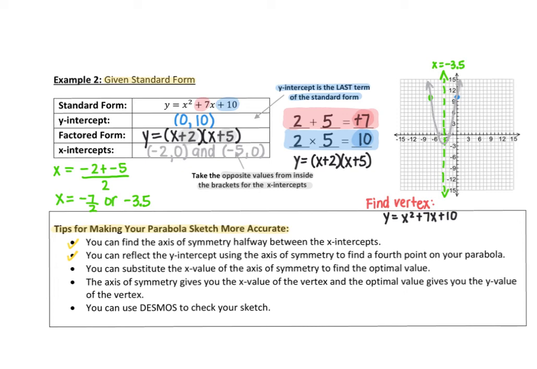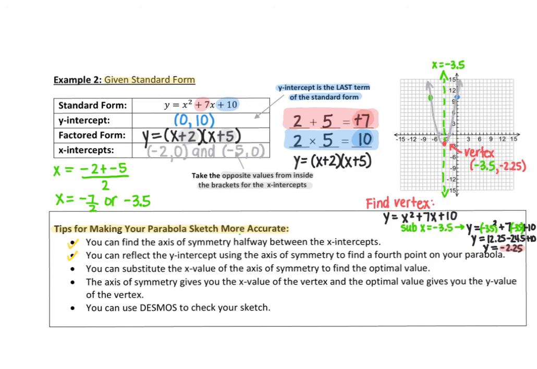Let's use the standard form. We'll substitute negative 3.5 for every occurrence of x within our equation. This will lead us to negative 3.5 needing to be squared, which will be 12.25. 7 multiplied by negative 3.5 will give us negative 24.5. To this we'll add 10. As we simplify this, we'll have y equals negative 2.25. This is the y-coordinate of our vertex. This means that our vertex is (-3.5, -2.5). We can plot this on our graph and then adjust the curve of our parabola to go through this vertex.